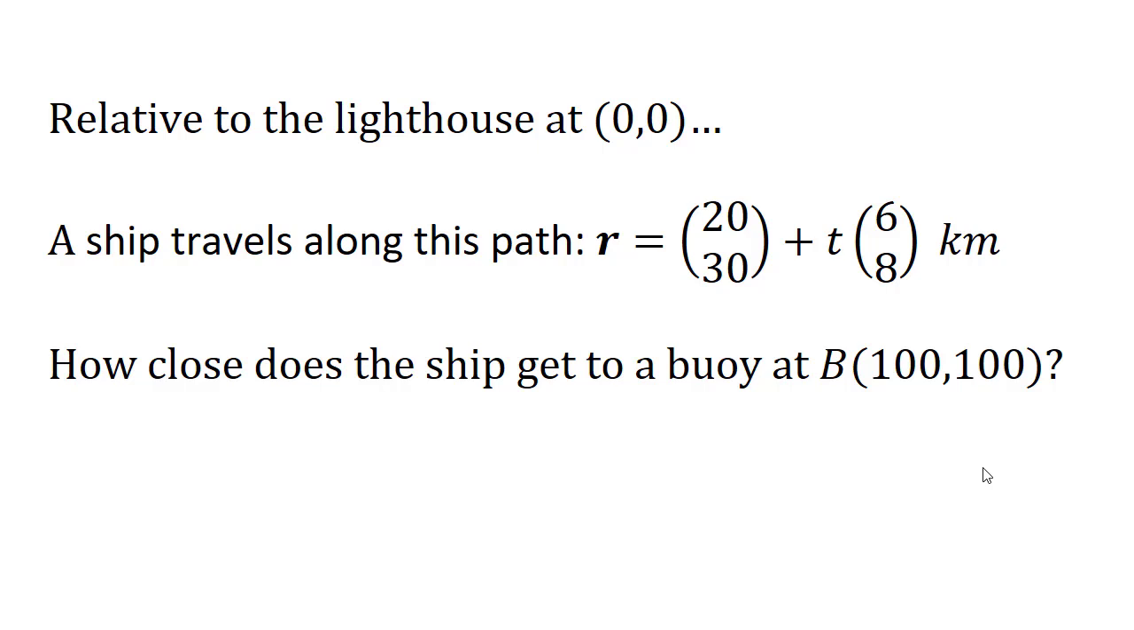So this example is in 2 dimensions, but it's absolutely identical in 3 dimensions. So we have an equation of motion here, and you should be able to look at this and instantly tell me 2 things about it. First one is that the starting point is (20, 30), and the velocity is (6, 8), 6 across, 8 up, and that means that the speed is the square root of 6 squared plus 8 squared.